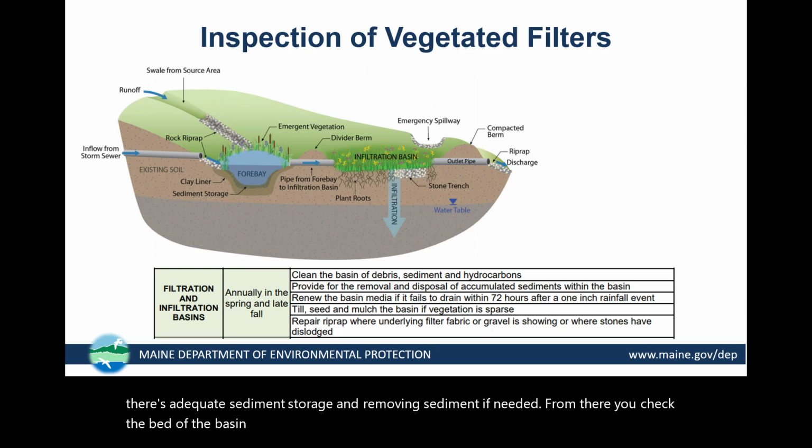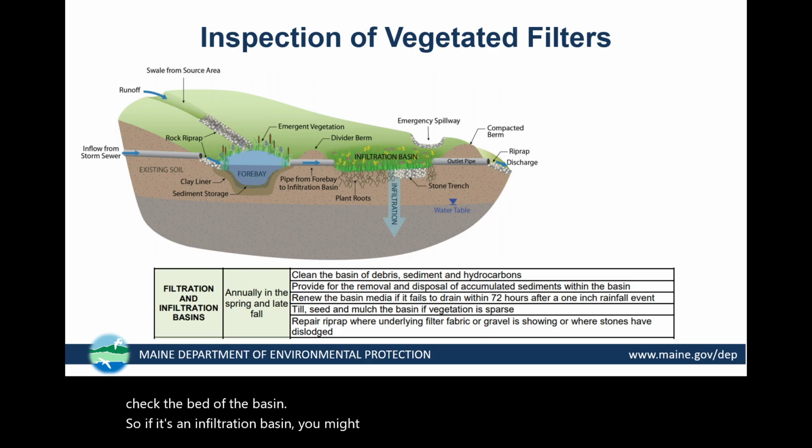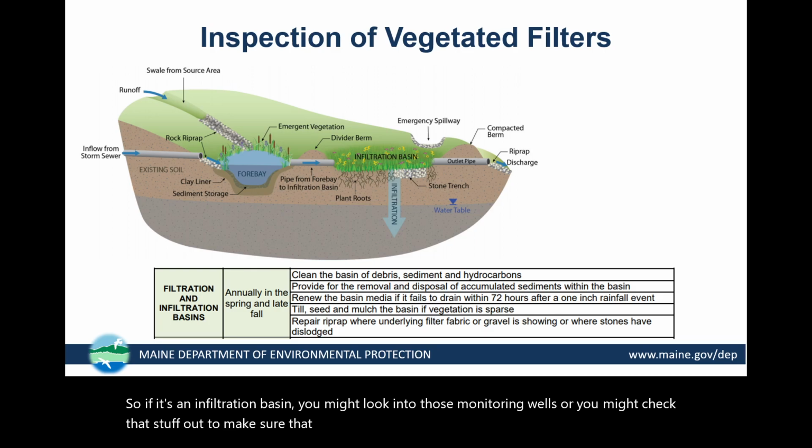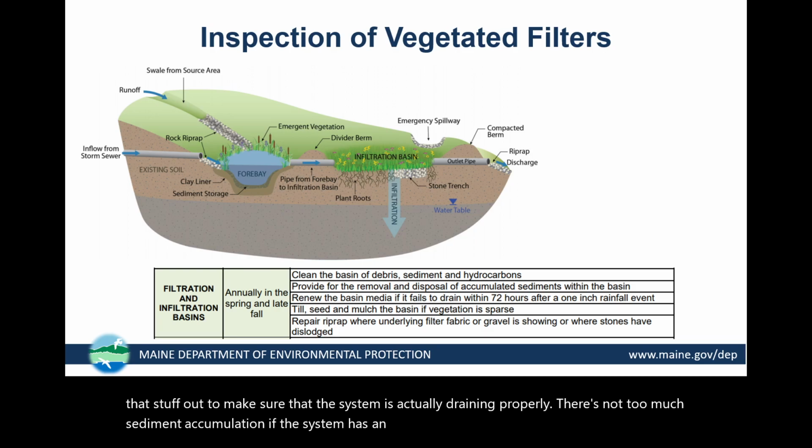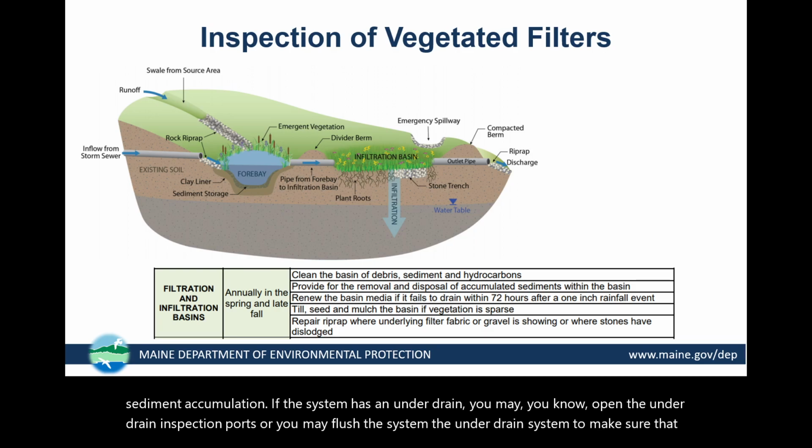So if it's an infiltration basin, you might look into those monitoring wells, or you might check that stuff out to make sure that the system is actually draining properly, there's not too much sediment accumulation. If the system has an underdrain, you may open the underdrain inspection ports, or you may flush the underdrain system, to make sure that there's no clogging issues.